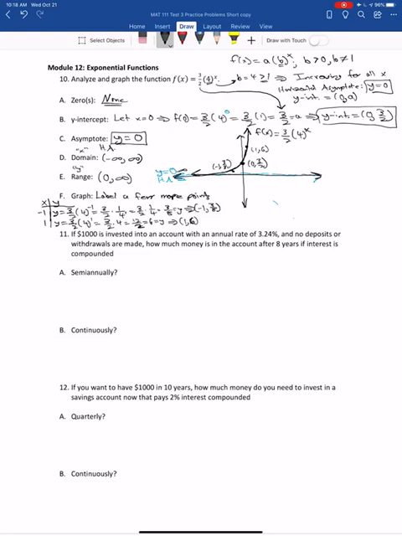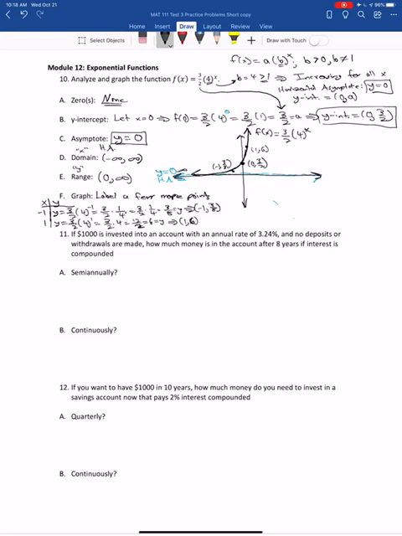It says if $1,000 is invested into an account with an annual rate of 3.24% and no deposits or withdrawals are made, how much money is in the account after 8 years if interest is compounded semi-annually? All right, well, let's look at our exponential model that defines this exponential growth with compounding periods.